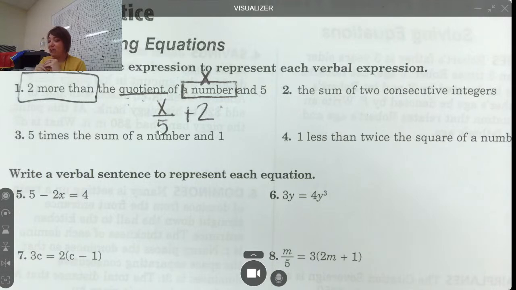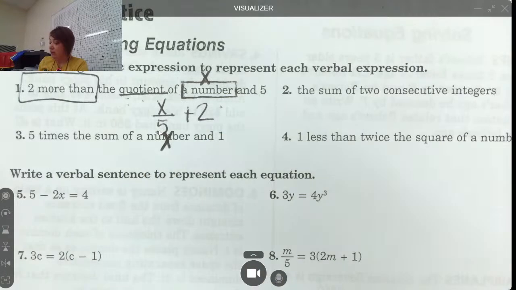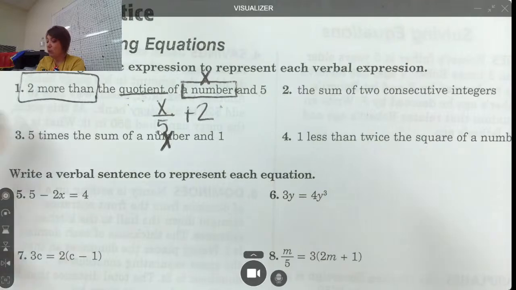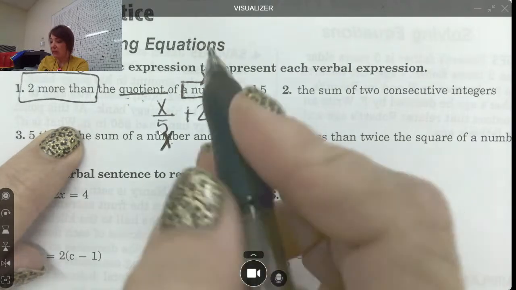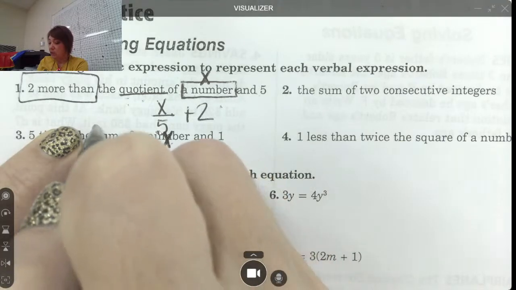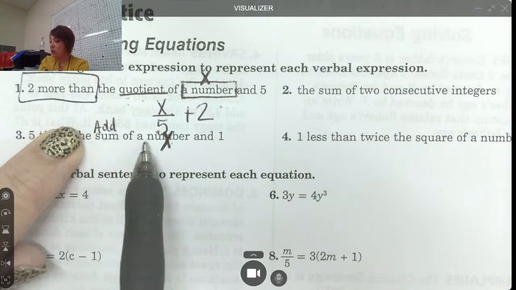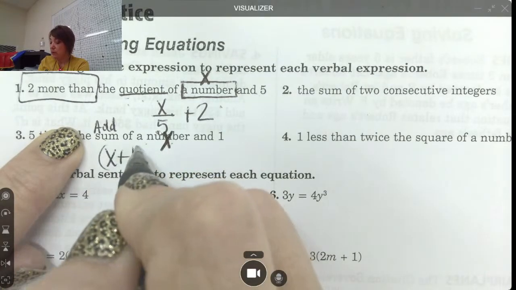Okay. 5 times the sum of a number and 1. We're doing number 3. Okay, so where's our number? Where's our variable? Right there, right? And we're just going to branch right out. So the sum of a number and 1. What does sum mean in math? Addition. So sum is addition, right? So if we're doing the sum of a number and 1, we're doing x plus 1.